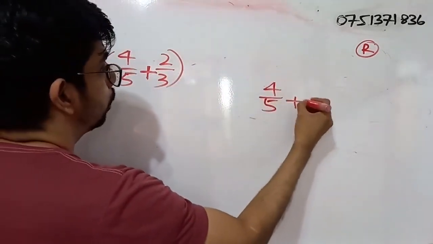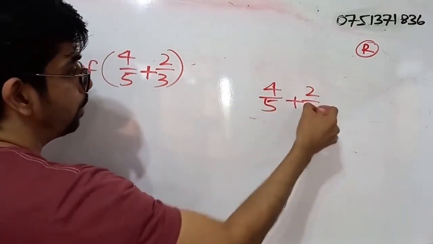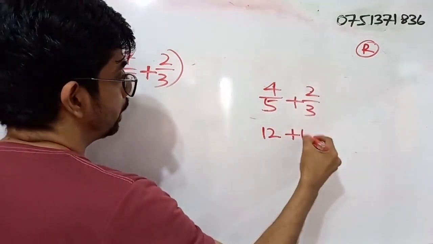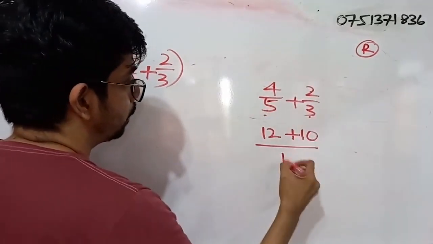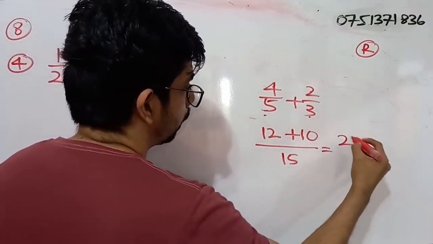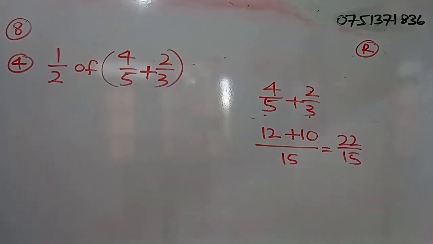5 plus 4. 2 we have to add 2 by 3, no? So 4 times 3, that is 12. 5 times 2, that is 10, right? Then 5 times 3, that is 15. So it will be the denominator. So here the output will be what? 22. 22 by 15, right?